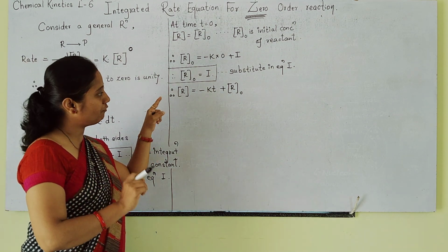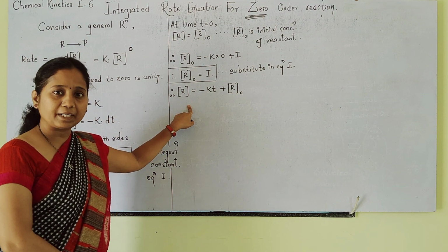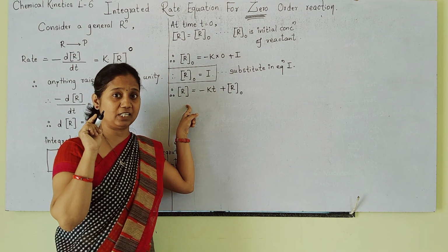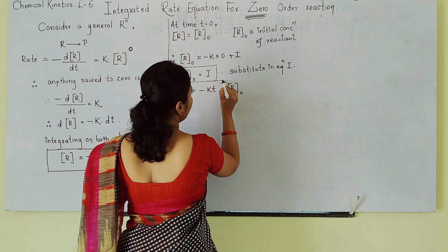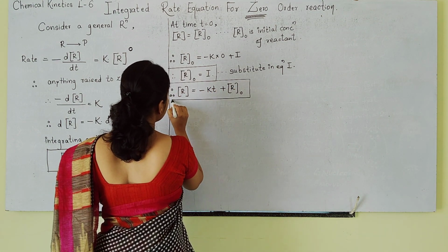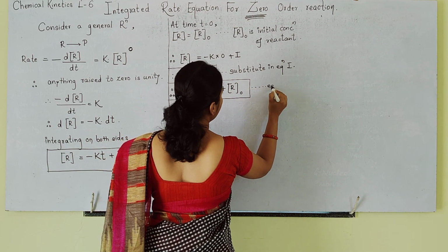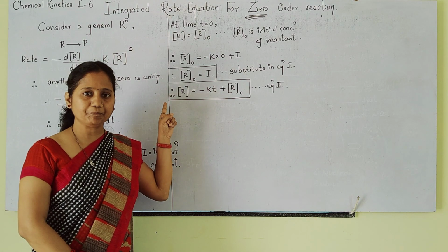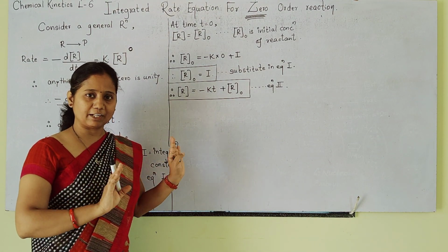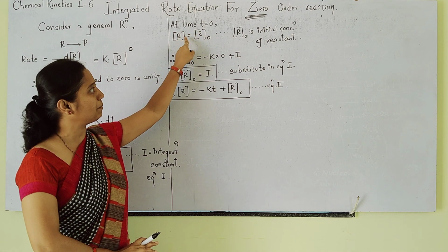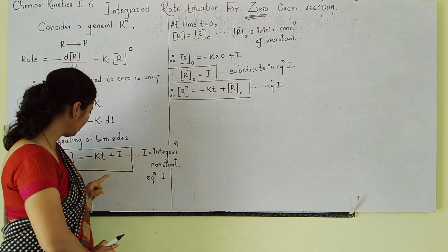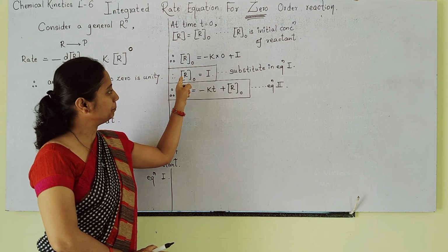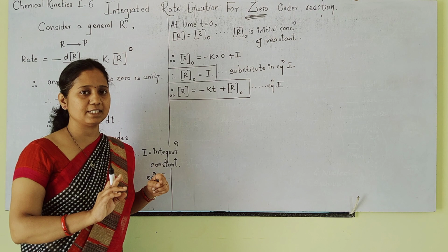After substituting, whatever new equation you have got, that becomes your equation number 2. This equation you should call equation second. Okay, so everybody understood up to equation second. At time 0, R becomes equal to R naught. So here I have written I is R naught. Substituted, I got equation second.